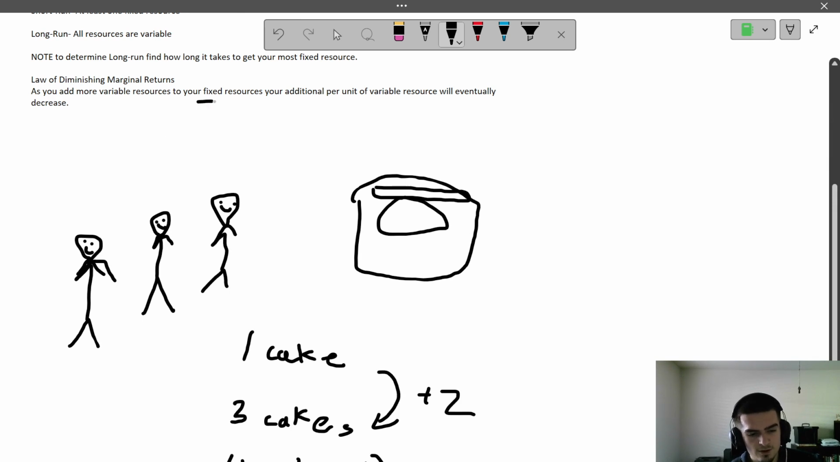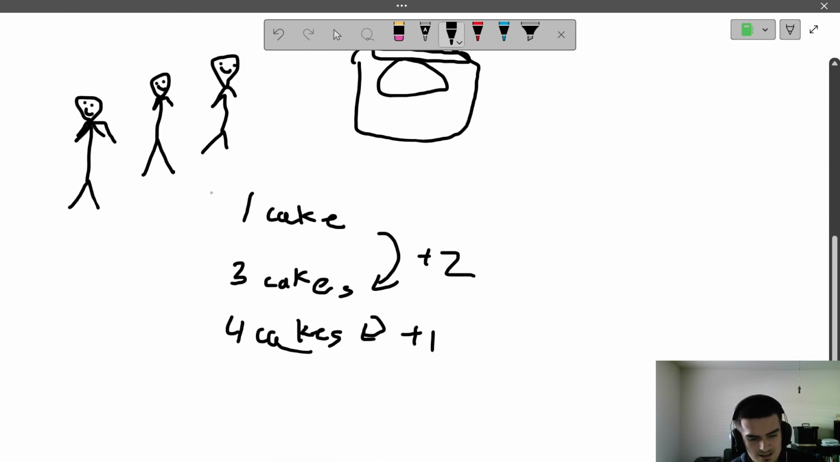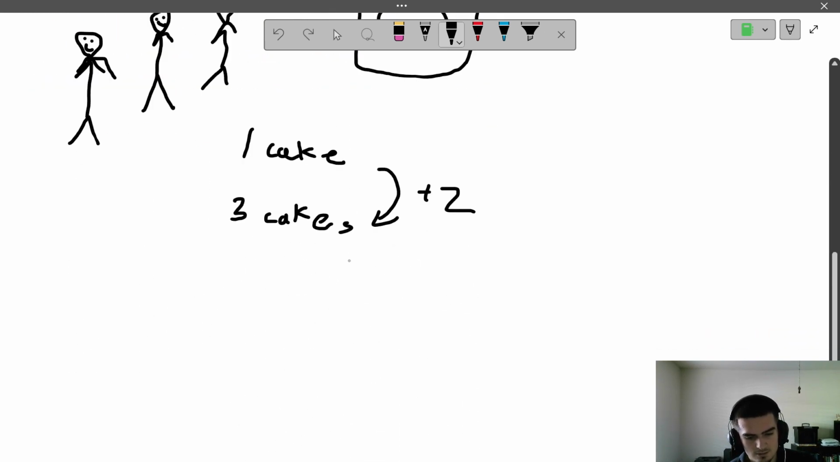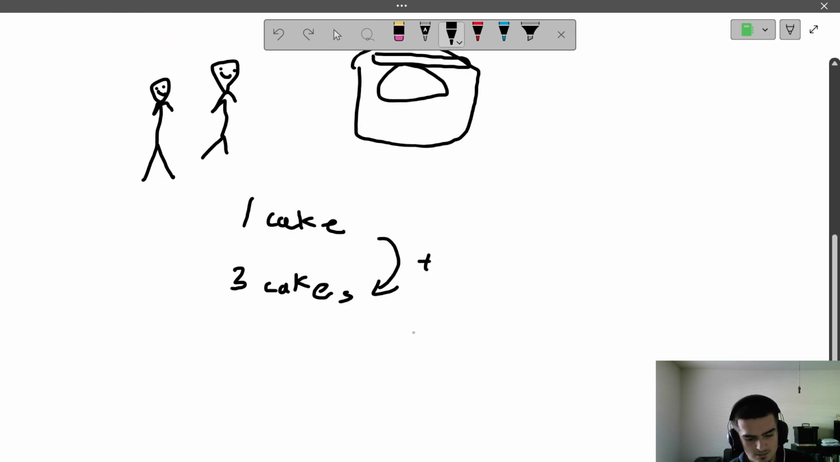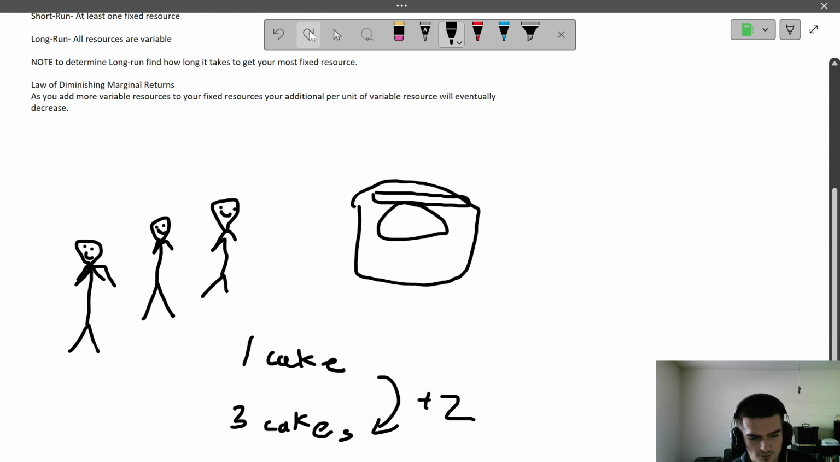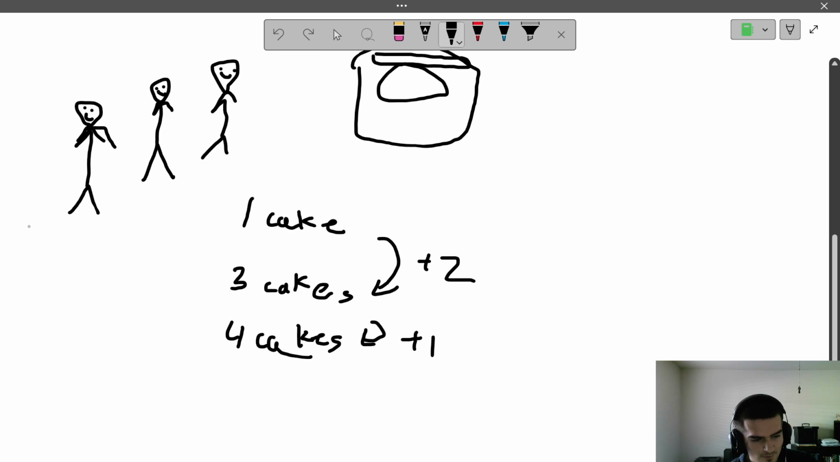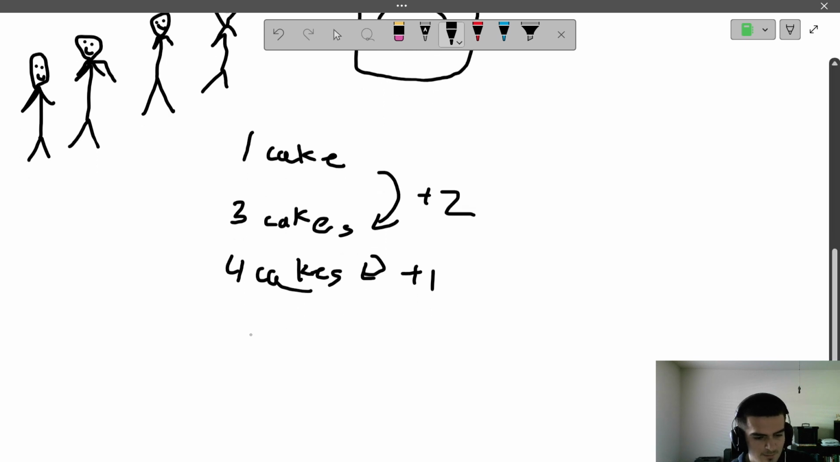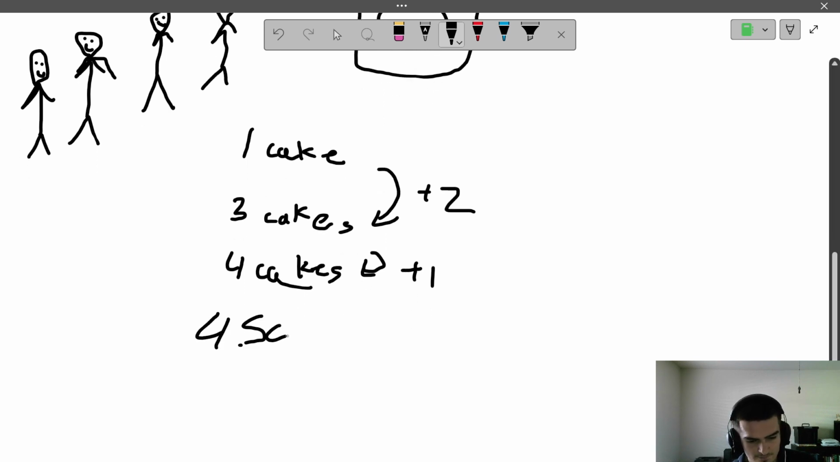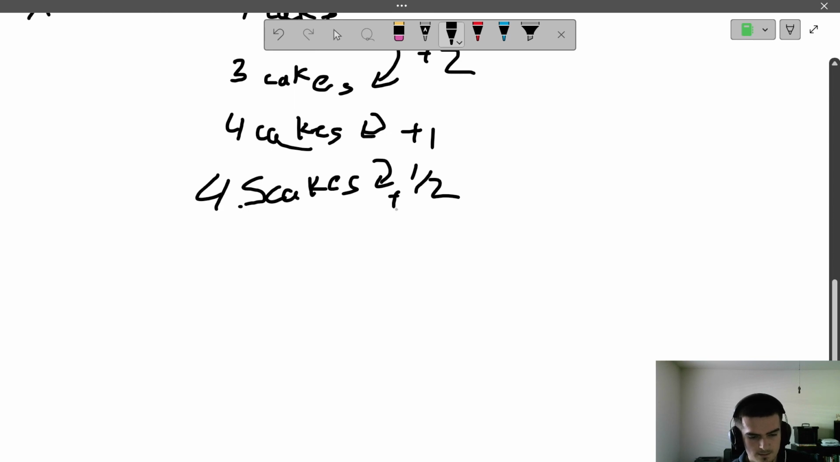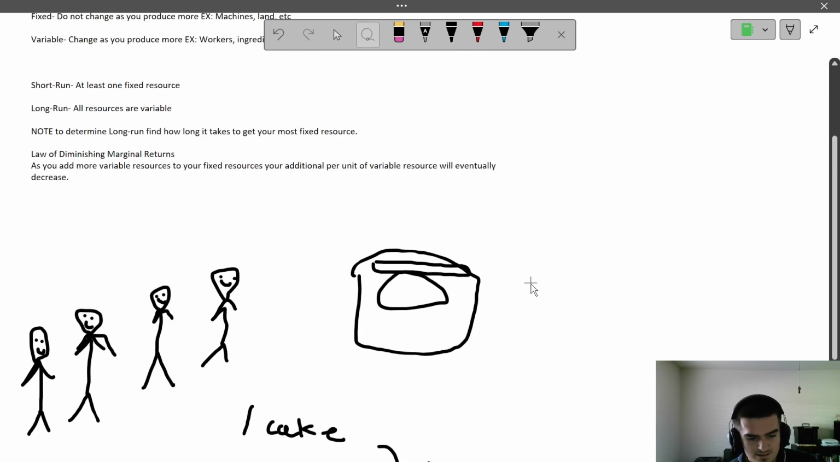And the reason why I say per fixed resource is, let's say we had the same scenario where we had, actually, I'm going to continue my example for 4 workers because it makes my next example a bit better. We get a 4th worker. Maybe they're able to make 4.5 cakes in an hour. Plus half a cake. But let's say we had the same scenario.